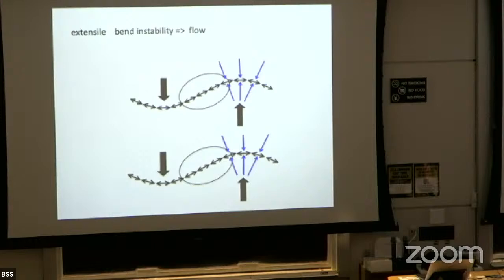And one of the problems is now draw the same picture for contractile ones. In contractile ones, it's splay instabilities. It's splay distortions which give you instabilities. Yep.